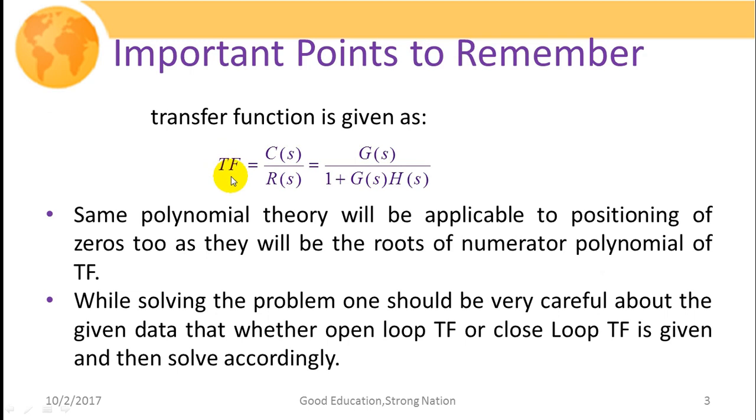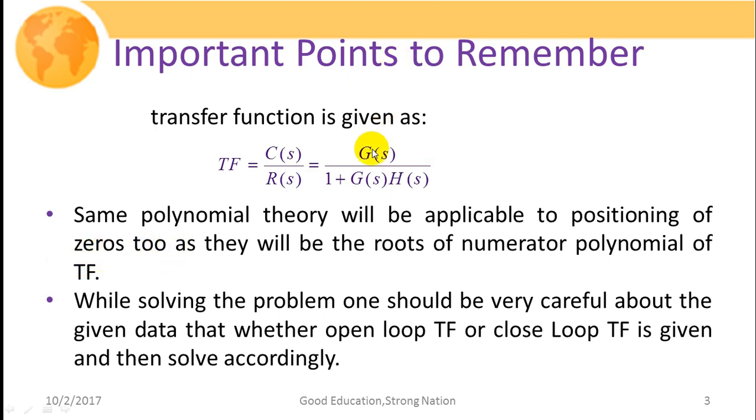The transfer function of any system is the ratio of output to input, C(s) upon R(s), that is equivalent to G(s) over 1 plus G(s)H(s). Here G(s) is the open loop transfer function. So in order to characterize the stability of any system, we are only concerned about the characteristic equation of the system. But the same polynomial theory will also be applicable for the positioning of zeros, as they will be the roots of the numerator polynomial of the transfer function.